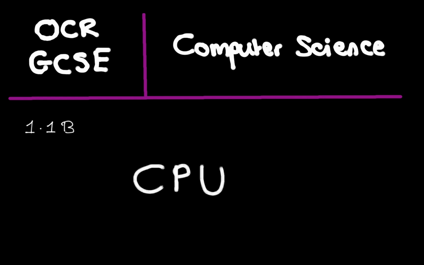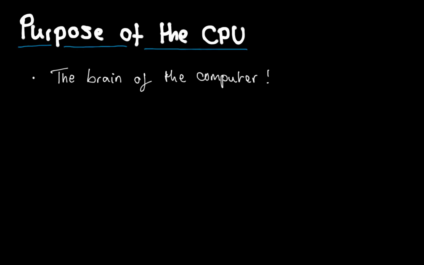Today we're going to be going over the CPU. So the CPU is like the brain of the computer. It's the most important hardware component, and without it, the rest of the computer would just be a giant metal paperweight. The CPU has two main functions.